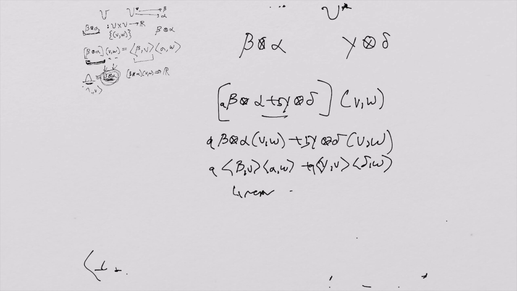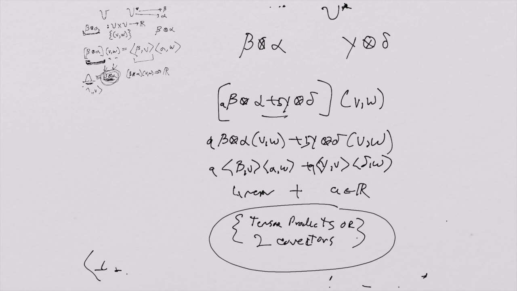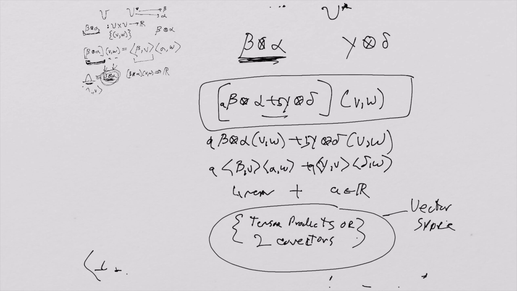We've defined the sum, so it has an addition property, and we've defined scalar multiplication by members of the real numbers, and therefore, the set of all tensor products of two covectors, that set is a vector space. And this is going to be true for all tensors we make. Any tensor we make, whether it's a tensor product of two covectors, three, four, five, it's always going to have this type of linearity, and it's always going to have these properties.